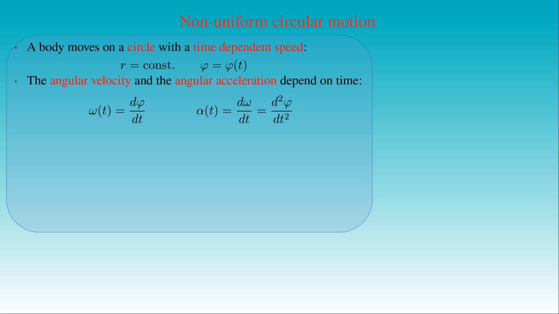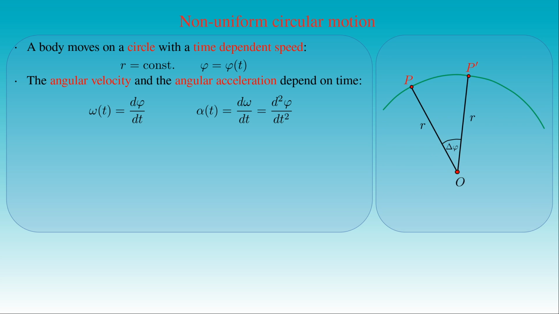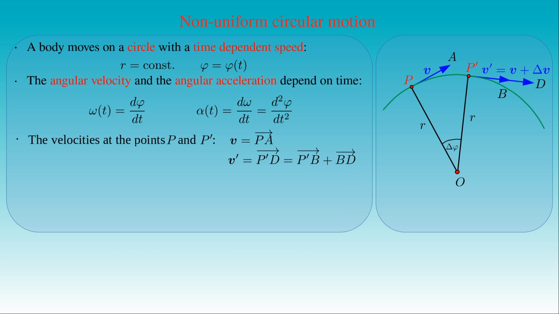In the case of non-uniform circular motion, both the direction and the magnitude of the velocity are changing along the circular path. Therefore, the speed of the traveling point mass will not necessarily be the same in the points P and P'. Let us denote the speed of the body in the points P and P' with v and v' again, where v' is equal to v plus delta v. The velocity v is represented with the vector pa, and the velocity v' is represented with the vector p'd, which is the sum of the vectors p'b and bd.